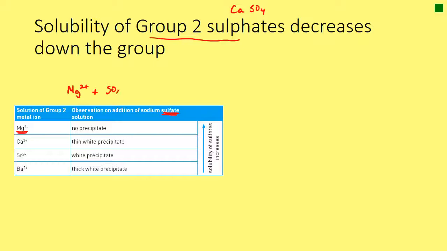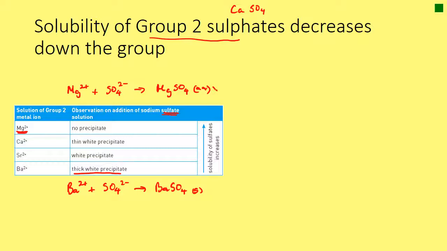It reacts with the sulfate ion, and that's going to make magnesium sulfate, but in magnesium's case that would stay in aqueous solution because you're not getting any precipitate, whereas if you did that for barium, for example, you're adding your barium ions that are in solution, might be barium chloride, for example, and you add your sulfate ions from the sodium sulfate, and you're going to get barium sulfate, and that would be a solid, and it would come out as a thick white precipitate.